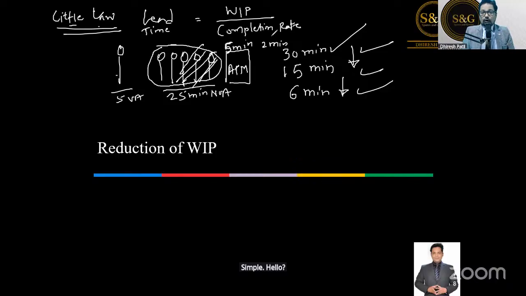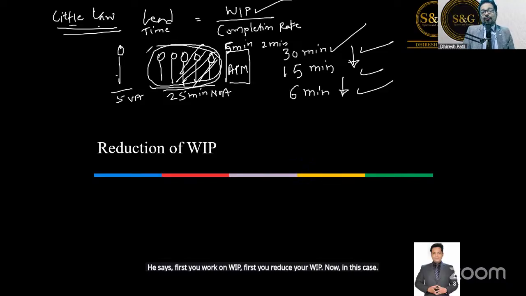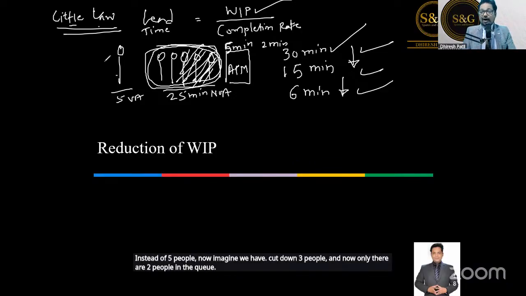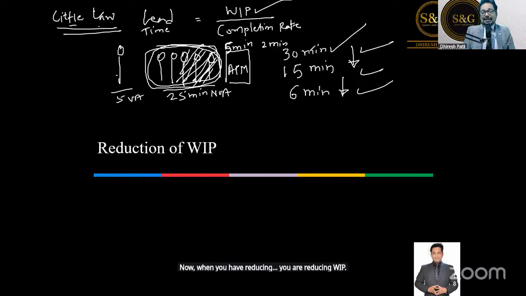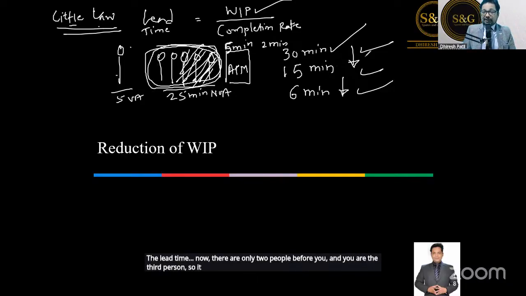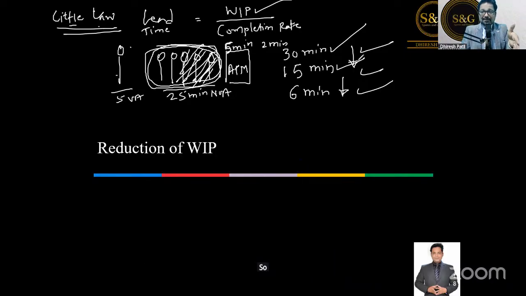Now, what Professor Little says is that first you work on WIP. First you reduce the WIP. In this case, the WIP is 5 people in the queue, work in progress. Instead of 5 people, imagine we have cut down 3 people and now there are only 2 people in the queue. When you reduce WIP, the lead time drops: there are only 2 people before you and you are the third person, so it will take only 15 minutes for you to take out the cash. Yes or no? So by reducing WIP, your lead time is reduced. Just give me yes.